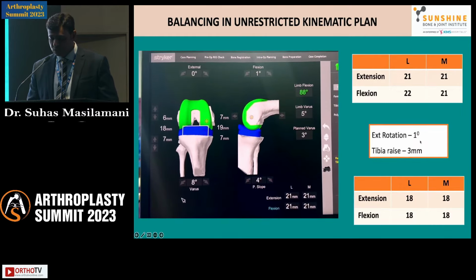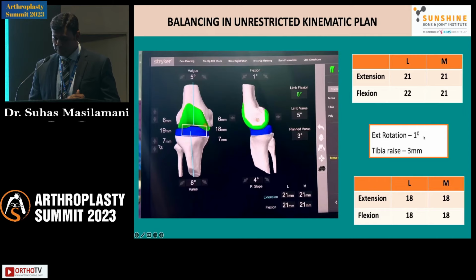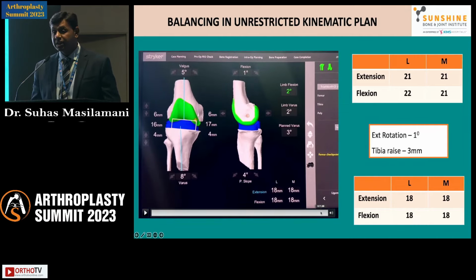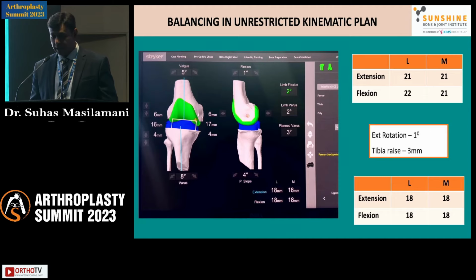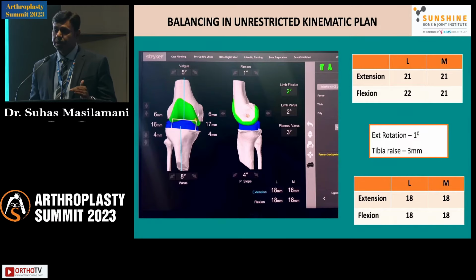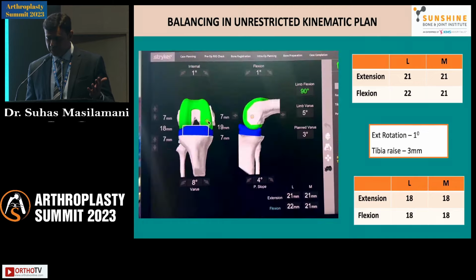And all that I have to do is raise the tibia by 3 millimeters and 1 degree of external rotation. I've balanced this knee. So I didn't touch the soft tissues in this particular case, but the caveat is I have to accept 8 degrees of varus, which is a hypothetical situation here. We didn't do that in this particular case because anything beyond 5 degrees, we are trying to stay away from it.